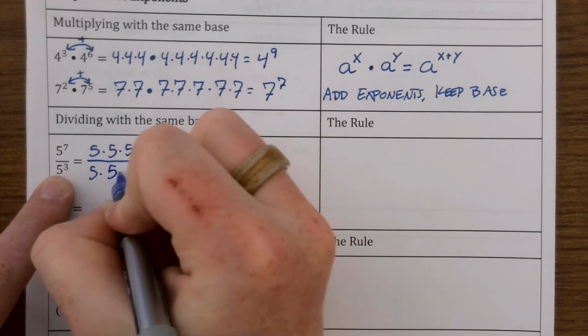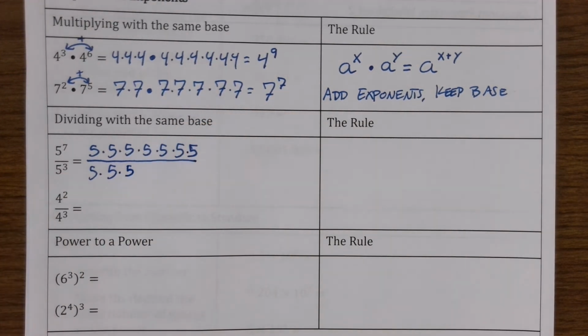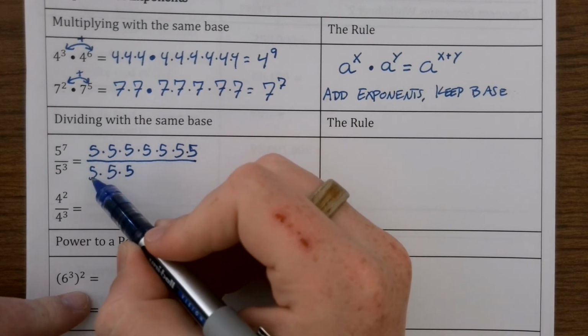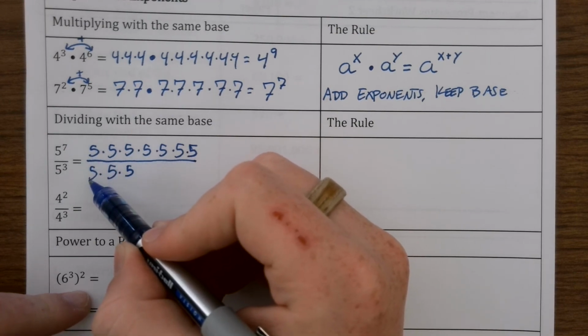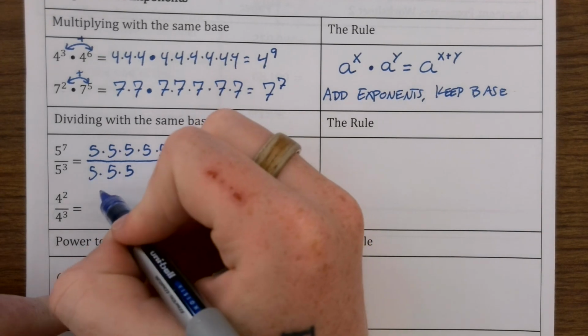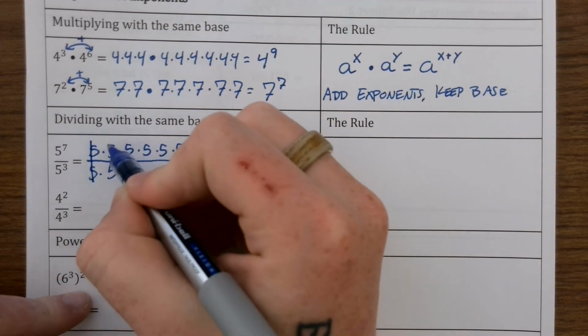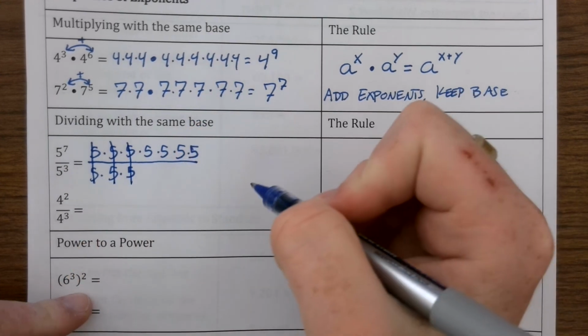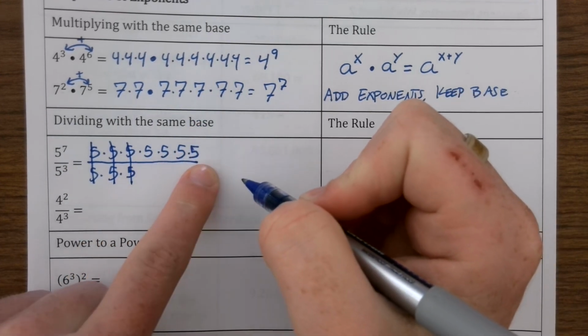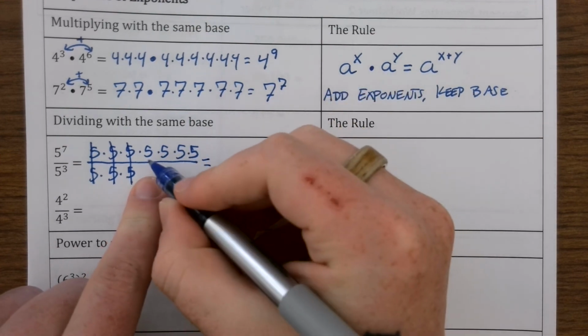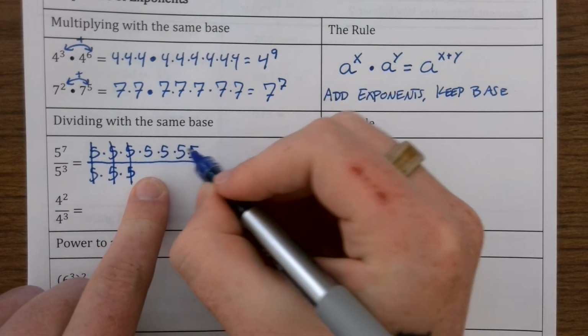1, 2, 3. If you remember from way back 6th and 7th grade, if you have a number over itself, that makes a 1. 1 times anything stays the same, so we can essentially cancel some of these things out. We can cancel out a top and a bottom until we are just left with this. Notice there's nothing left on the bottom, which means we just have 5 to the 1, 2, 3, 4.